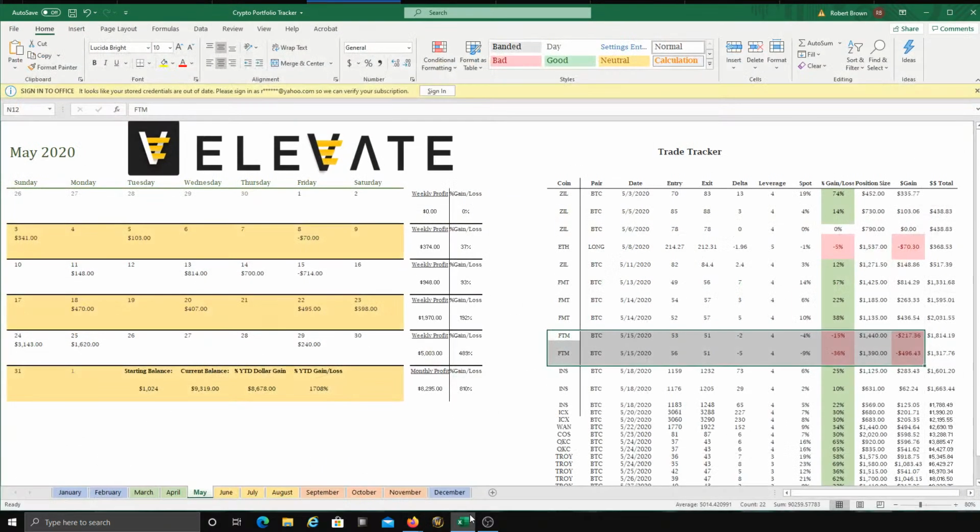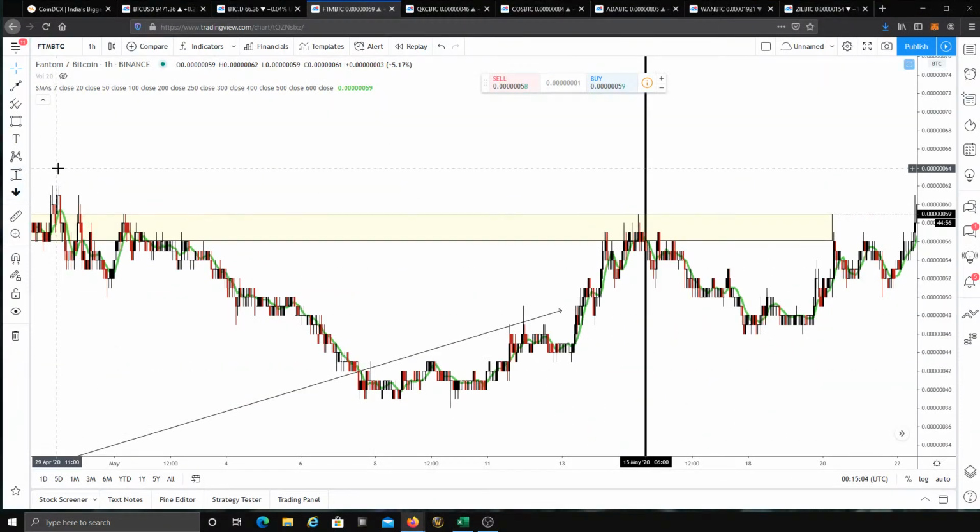So what was my entry? 53 and 56. Now again, because this is a low sat coin, a 1 or 2 sat move is going to show a big difference in how much you lose or how much you gain.